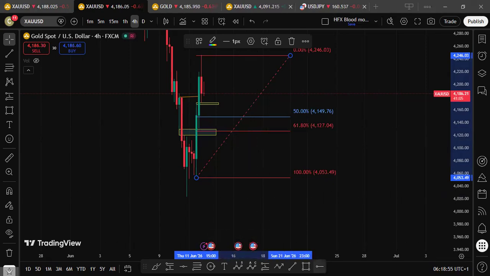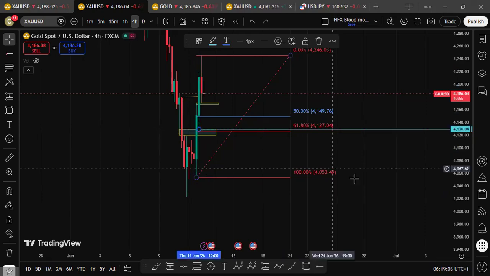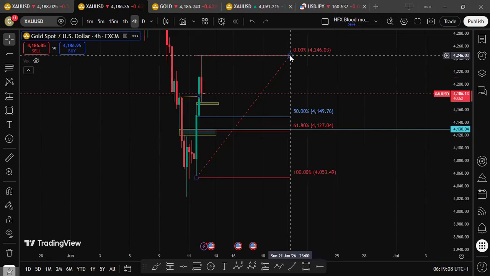So let me just mark out that point. Later we'll break it down to see exactly 4130. Let me just mark it out. So you are done now. We've used the 4 hours to get our bias, right? We've used the 4 days to get our bias.